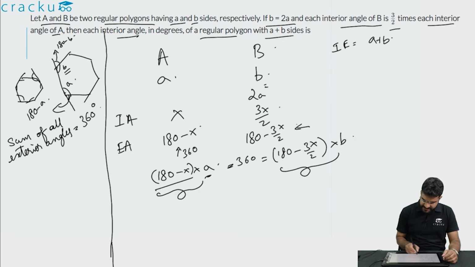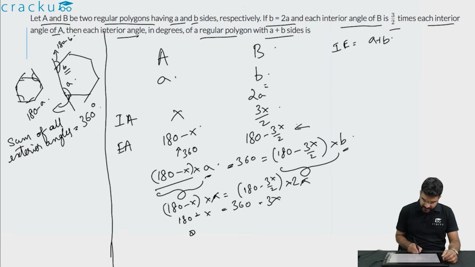We can use the equation that b is equal to 2a to simplify this. So 180 minus x into a is equal to 180 minus 3x by 2 into 2a. We can cancel a, so 180 minus x is equal to 360 minus 3x, or x is equal to 90 degrees. So each of the interior angles of A is 90 degrees and each of the interior angles of B is equal to 135 degrees.